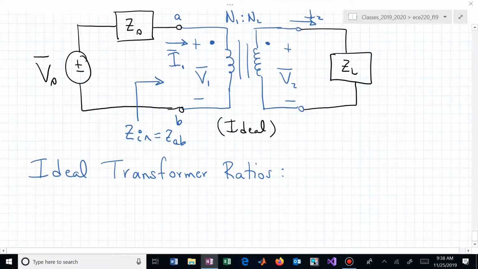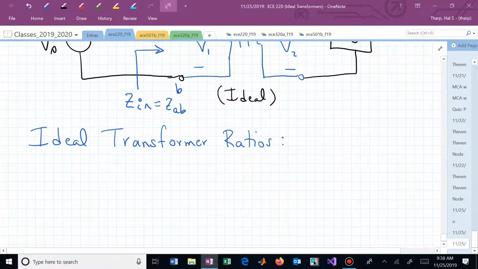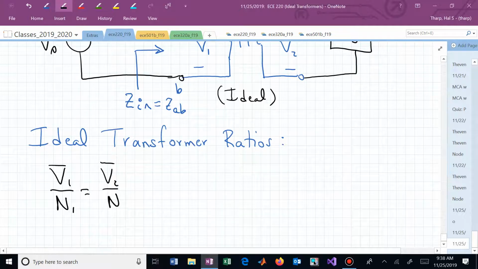What are our ideal transformer ratios? I want to say V1 over N1 is equal to V2 over N2. That's how I like to remember it. My volts per turn are the same on the secondary side and the primary side. V1 over N1 is V2 over N2.